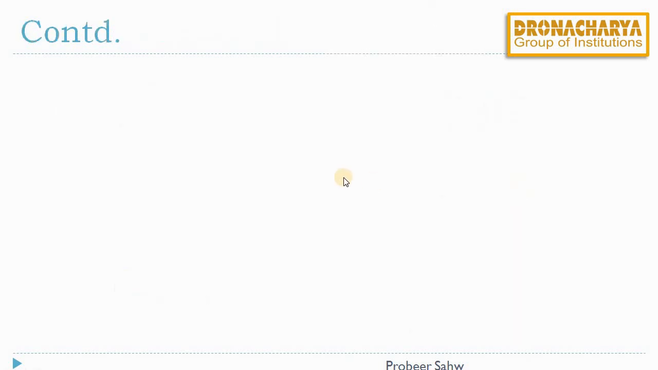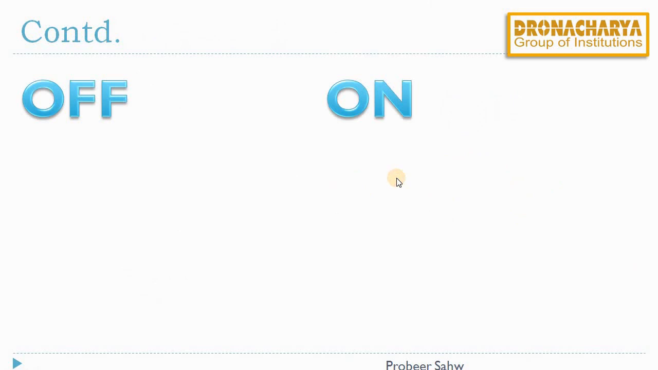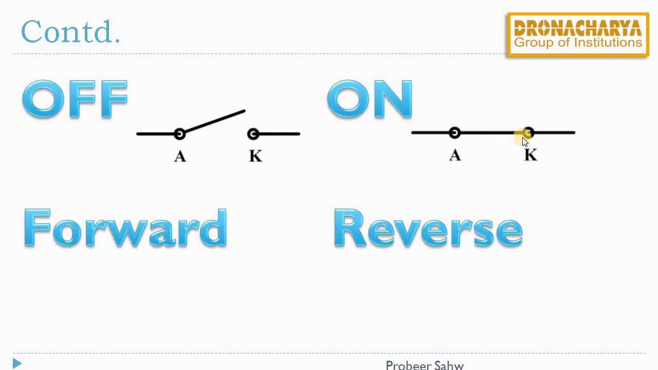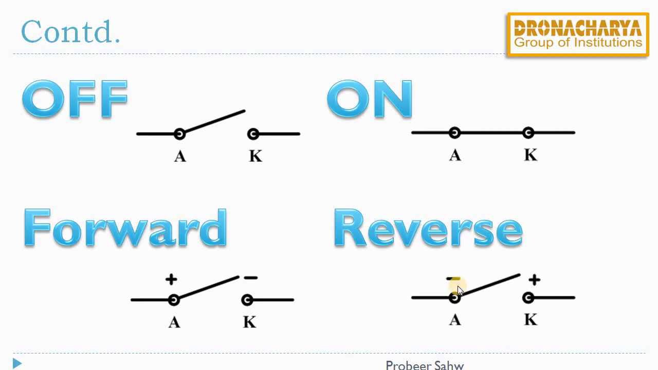Apart from this off and on state of a switch, we can have forward and reverse mode of these switches. In off condition, the switch is open, so there will be no current flowing through this. In on condition, the switch will be closed, there will be a current flowing through the switch. When a switch is set to be forward, it means that the anode terminal is at higher potential than the cathode terminal. And when it is set to be reverse, the anode is at lower potential than the cathode.